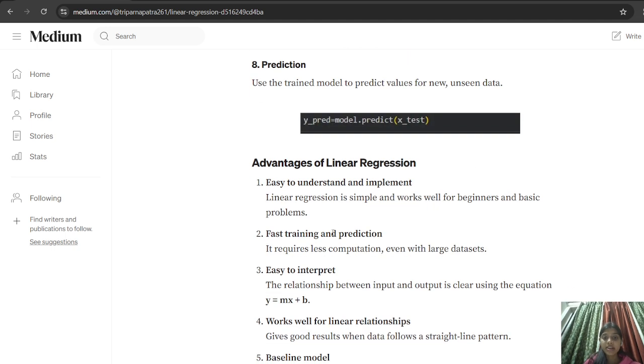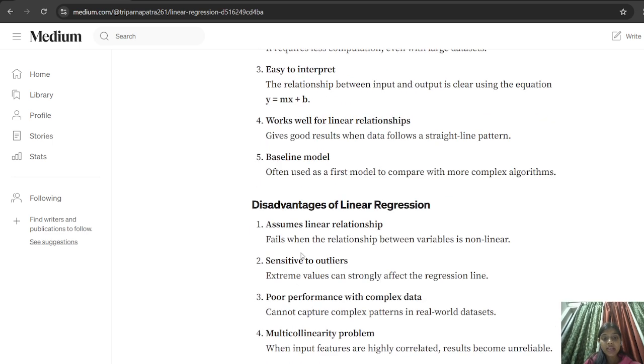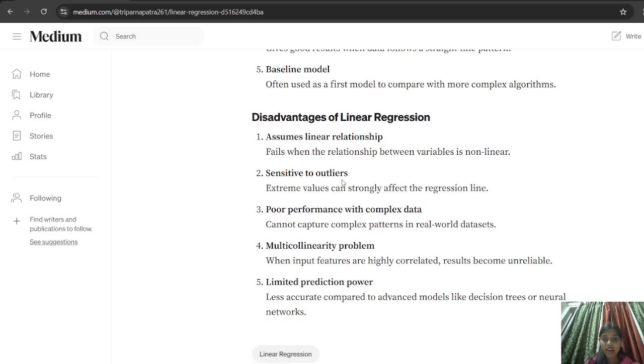Here come some advantages: easy to understand and implement, fast training and prediction, and easy to interpret as there is only one equation, y = mx + c. Then come some disadvantages: it assumes a linear relationship, it is sensitive to outliers, and it has poor performance with complex data.